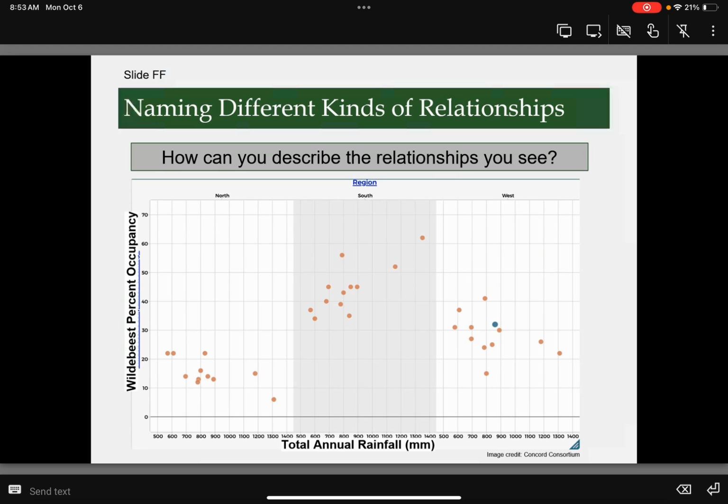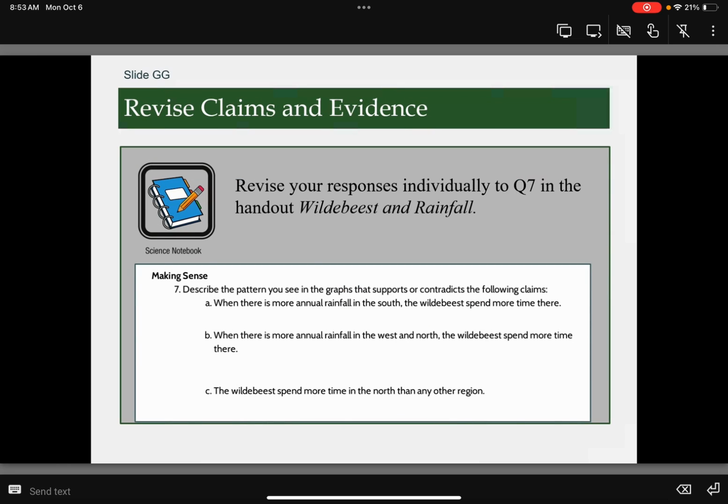So where would we expect to find wildebeest when there's a lot of rain in an area? South. Probably the south. So then we might need to revise some of our responses for question number 7. So let's go back to question number 7. How about you guys use a different colored writing utensil to revise your answers? You show me.